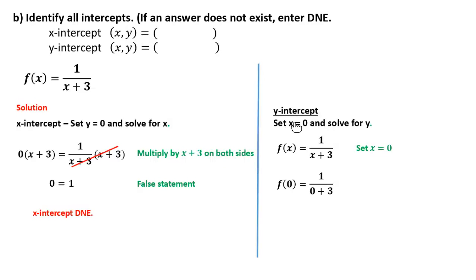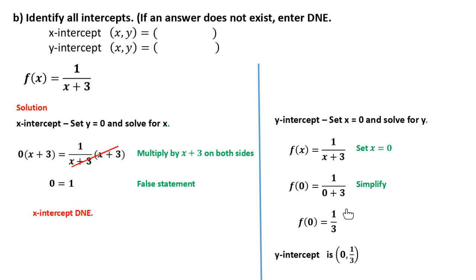For the y-intercept, we're going to let x equal 0 and solve for y. So anywhere you see an x, you're going to replace it with a 0. So here's an x, I replace it with a 0. And then we simplify. So 0 plus 3 is 3. So this means that my y-intercept is 0 when x is 0. My y is 1/3. Okay. So all of this information we're going to use at the end.